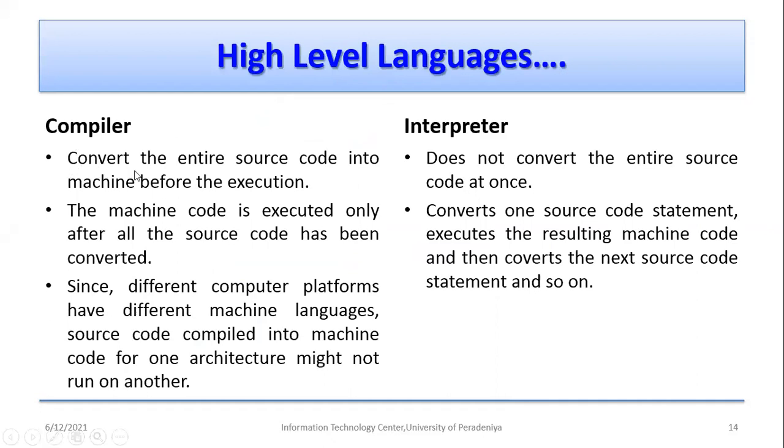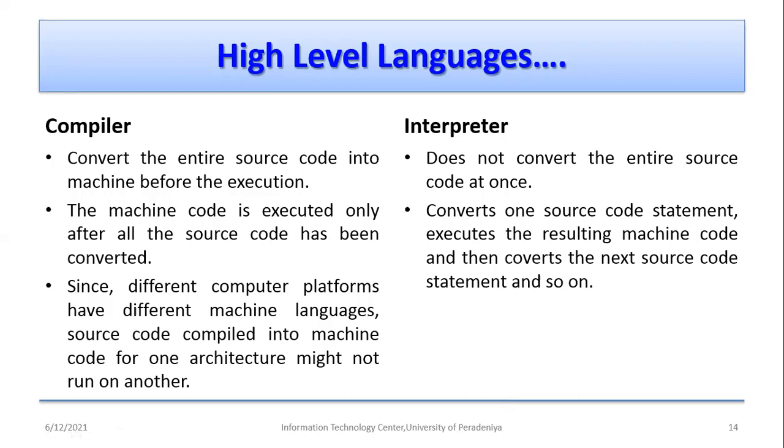The compiler converts the entire source code into the machine code before the execution. But the interpreter does not convert the entire source code at once. They convert line by line, or we call it statement by statement. But with the compiler, the machine code is executed only after all the source code has been converted, because the compiler translates the entire source code at once.